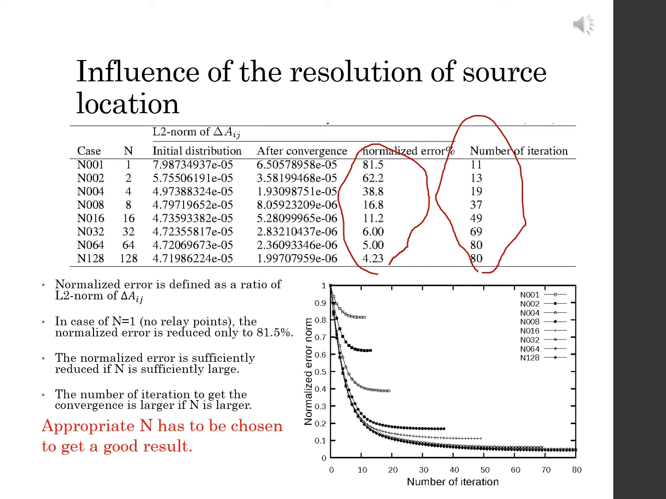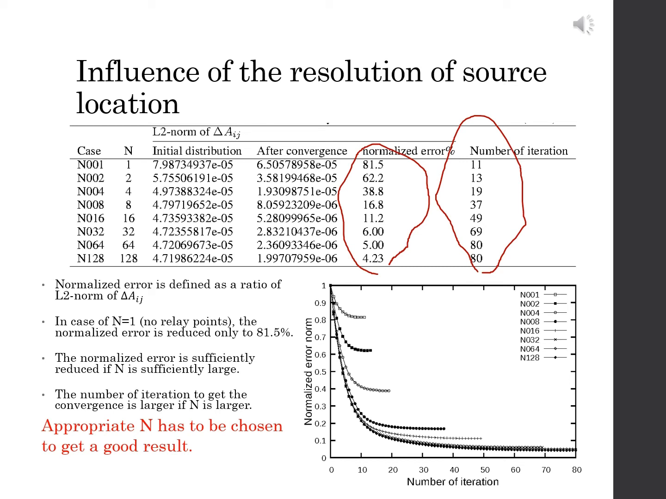4.23%. It means that more than 95% of the initial error is eliminated. This is very important information. And also, we can see the number of iterations in this slide. If n is 1, 11 iterations are necessary to get convergence. However, if n is raised to 128, 80 iterations are necessary to get the convergence.